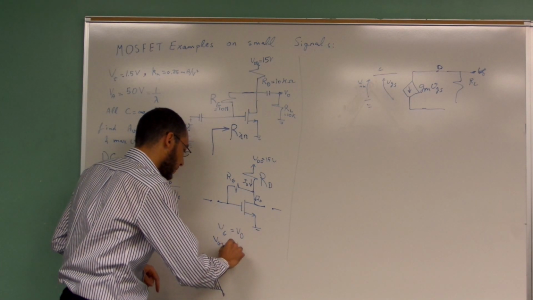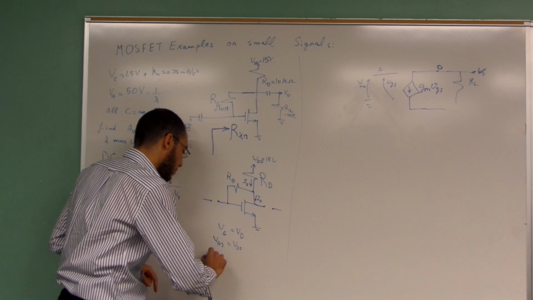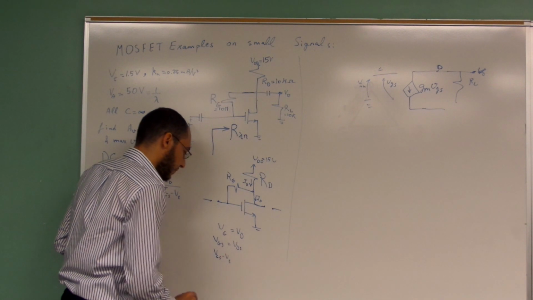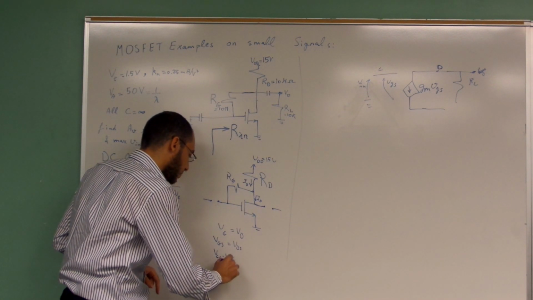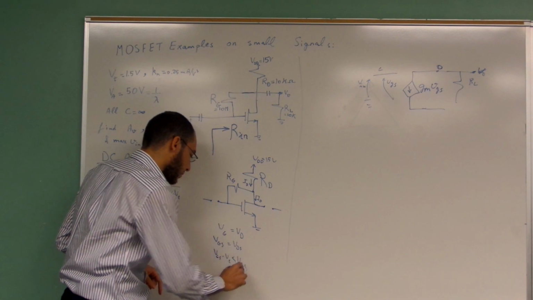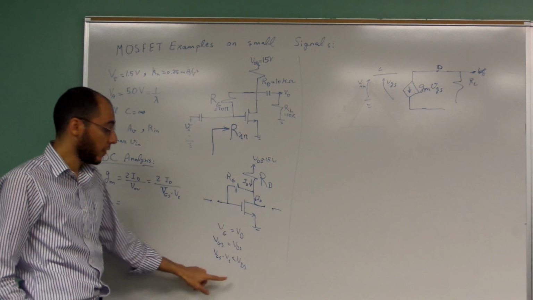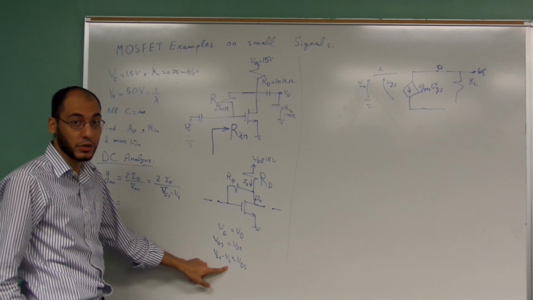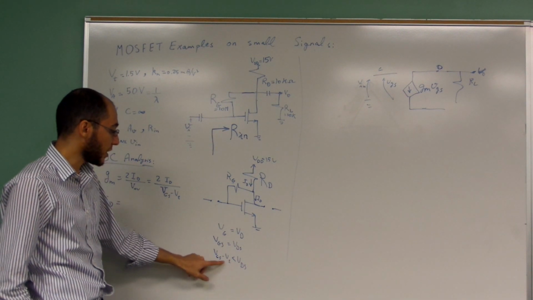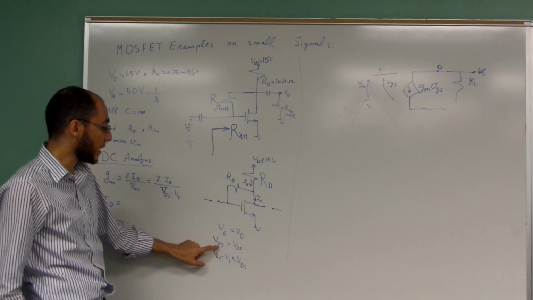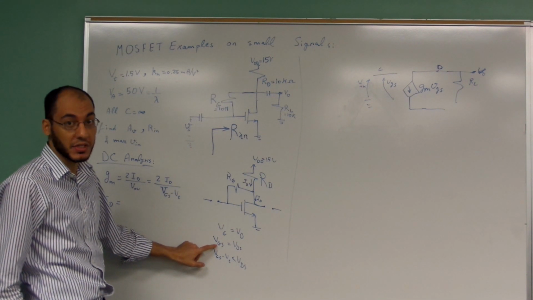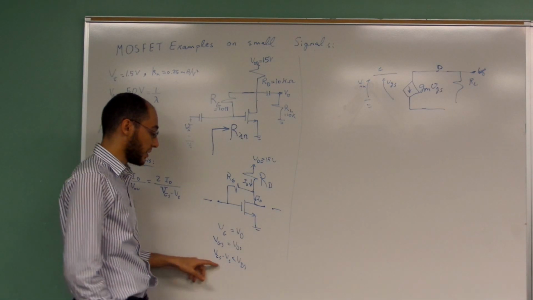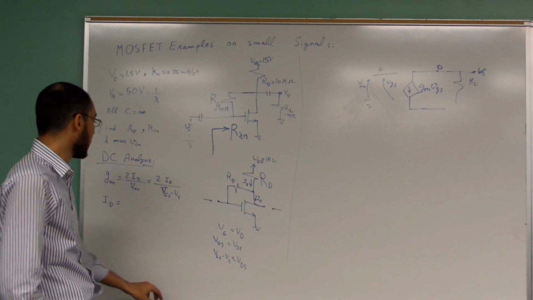Which means that VGS equals VDS, which means that VGS minus VT is smaller than VDS, which is the condition of saturation. Again, VGS minus the threshold voltage is less than VDS. I just subtracted a positive value from the left-hand side, and then I get this inequality, which is the condition for saturation.